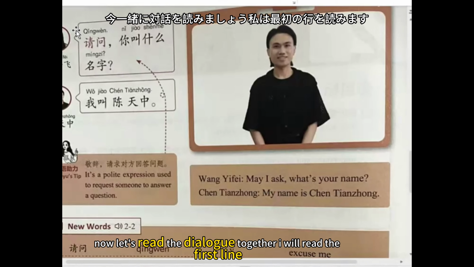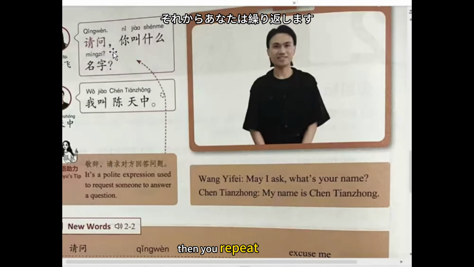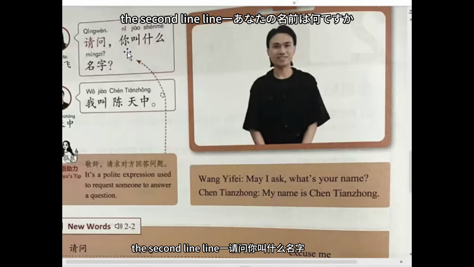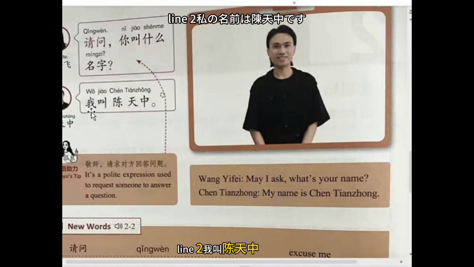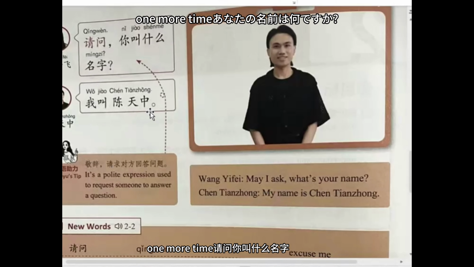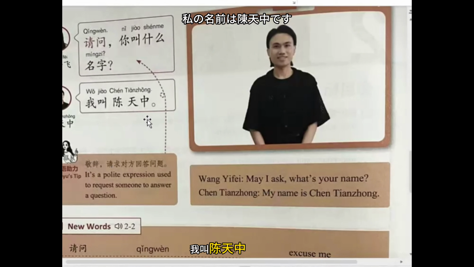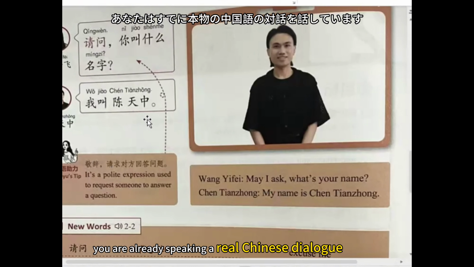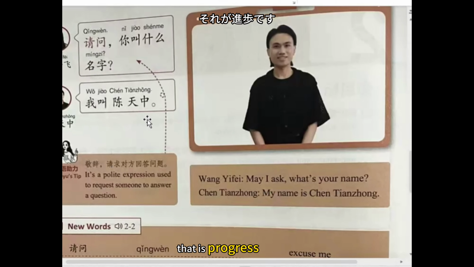Now let's read the dialogue together. I will read the first line, then you repeat, then we do the second line. Line 1, 请问你叫什么名字? Line 2, 我叫陈天中. One more time. 请问你叫什么名字? 我叫陈天中. Wonderful. Now you are already speaking a real Chinese dialogue. That is progress. Be proud of yourself.